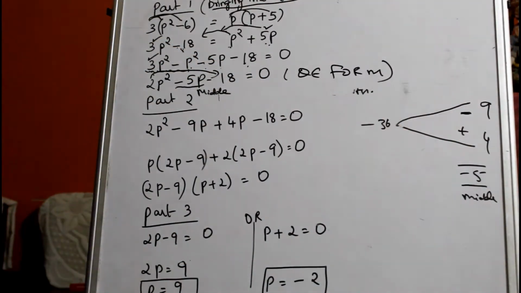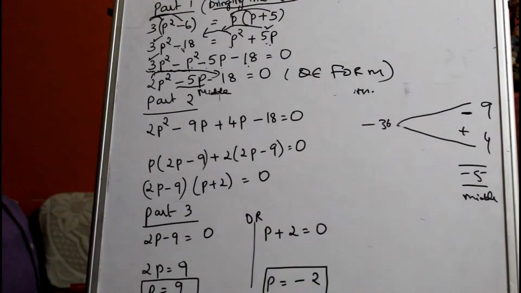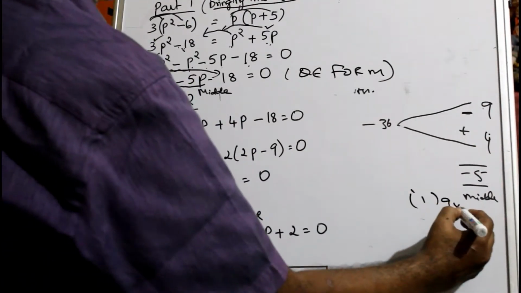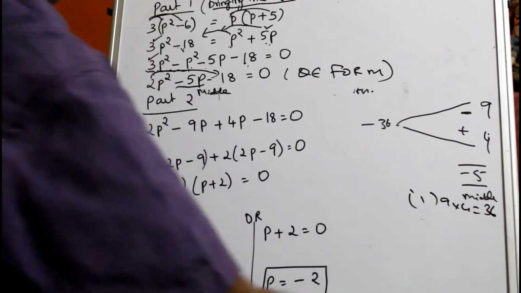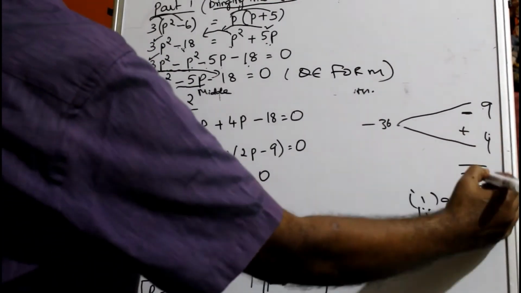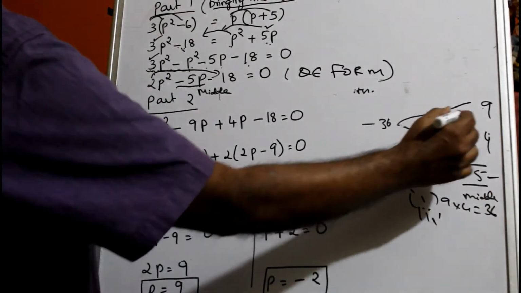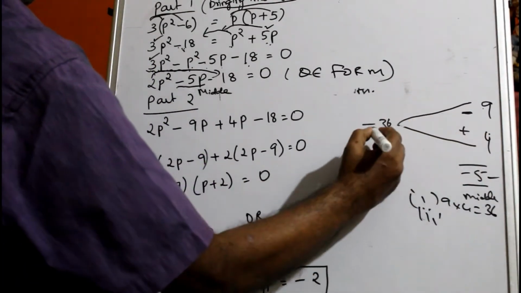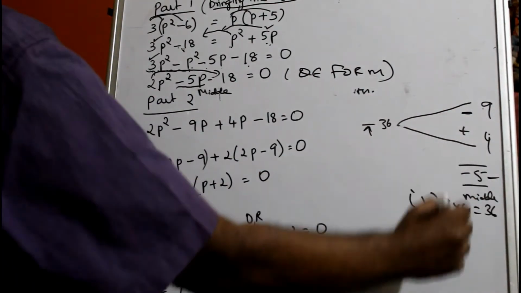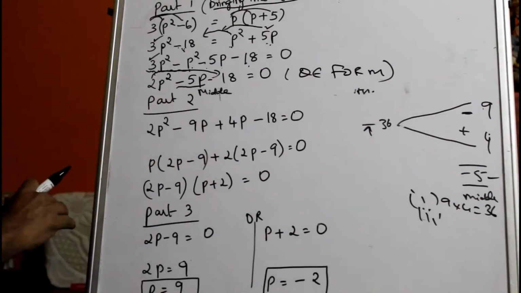So now you got the numbers, but anyway check it finally. 3 things you must check. 9 fours are 36. Second thing, minus 9 plus 4 is minus 5. The last one is plus into minus, should be minus. Even the sign should tally. So these 3 things should be satisfied, and then you can start splitting it.